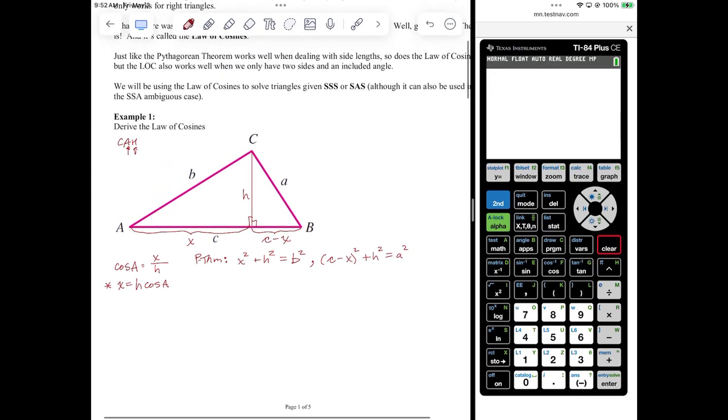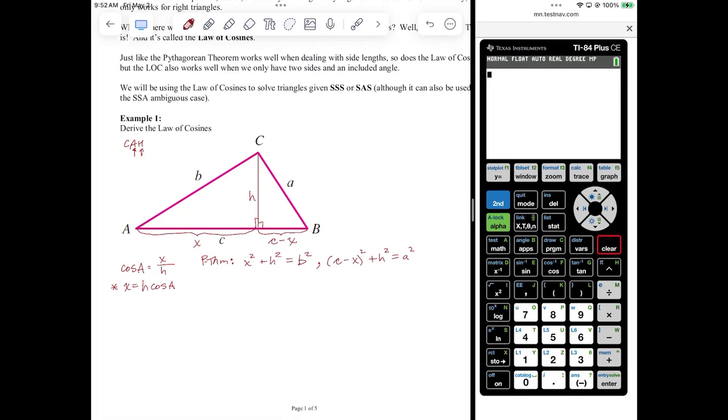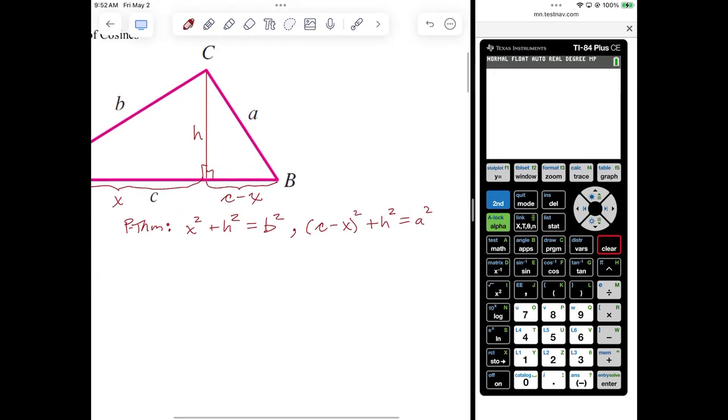Now, ultimately, when I end up with the law of cosines, I want it to be in terms of A's, B's, and C's, whether they're capital letters or lowercase letters. I want to express something in terms of the original labels on the triangle. I've introduced two new letters so far, X and H, so I don't want X's and H's in my final equation. Now that I've done the Pythagorean theorem, I notice that h squared is in both of these equations. Do you see that too? So let's do a substitution.